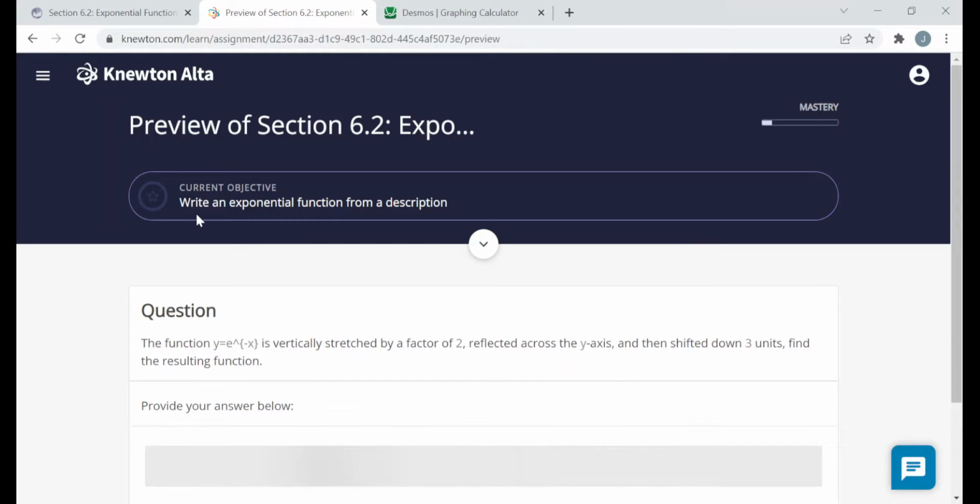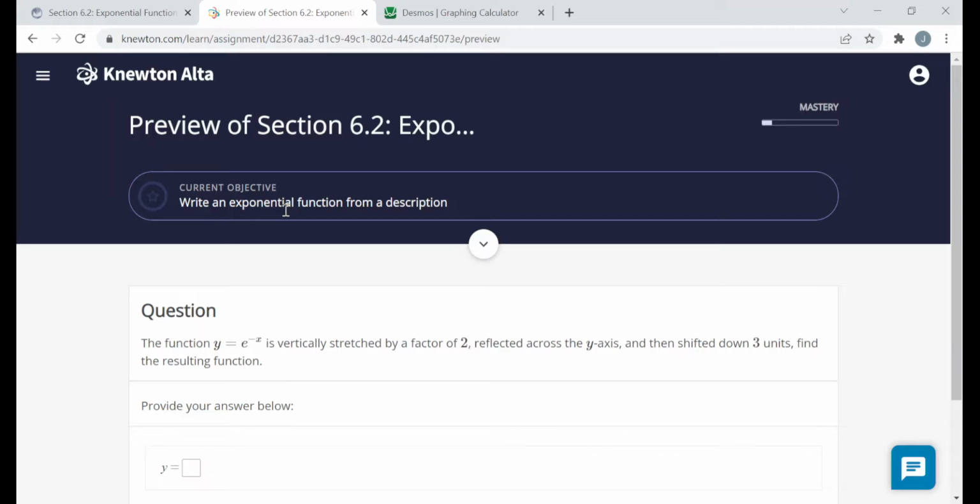Right, so now we're in this other objective. There are 4 of them. Write an exponential function from its description. So once again, you're going to have to know how the function transformations work from all the Chapter 3 material. If you don't recall that, go back to the Chapter 3 sections and refresh your memory.